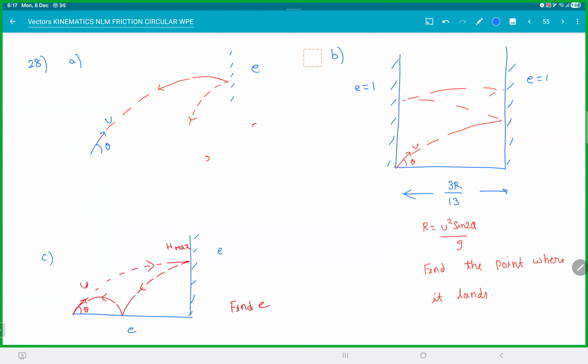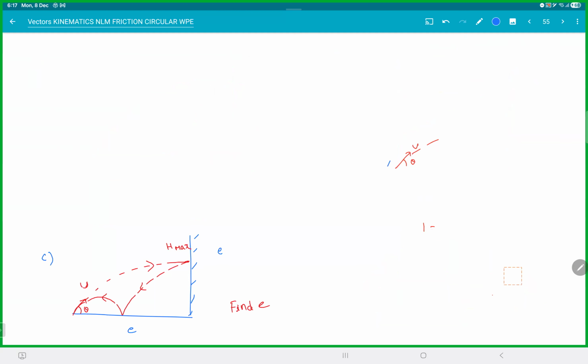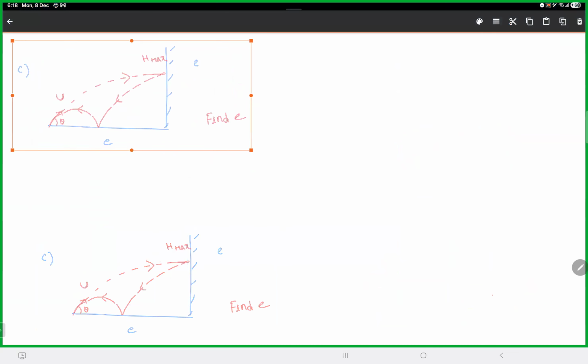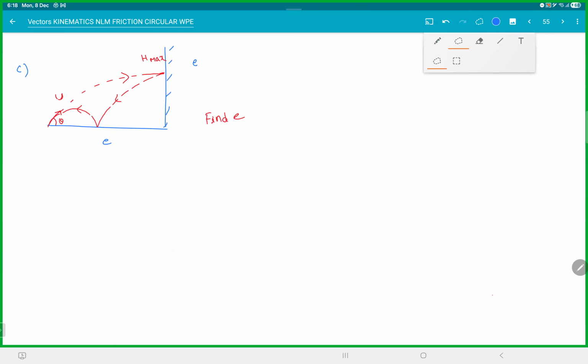What about this guy? Hits the wall, falls on the ground, and bounces back. Find D. It is hitting the wall at H max, so that means this is R by 2. Try, I'll give you 2 minutes.